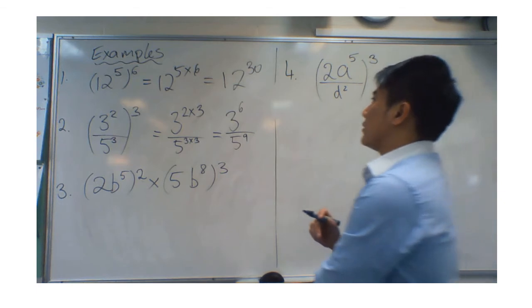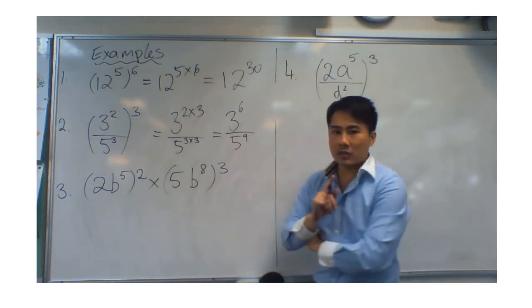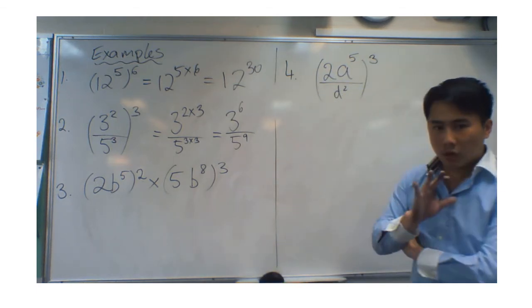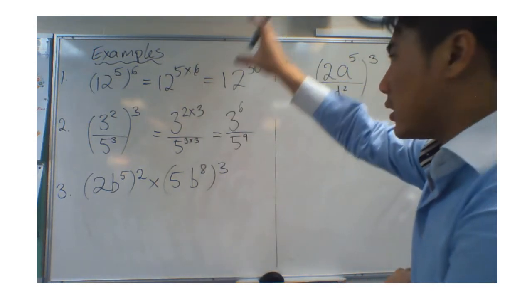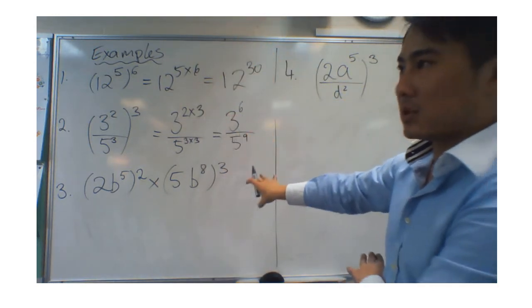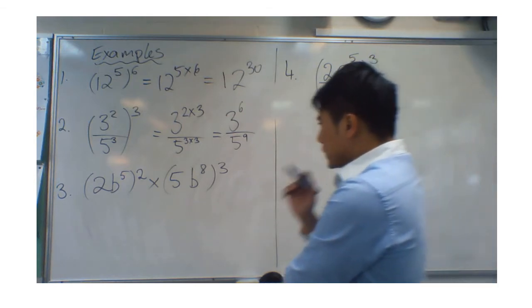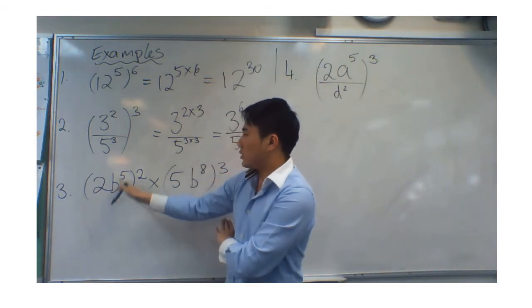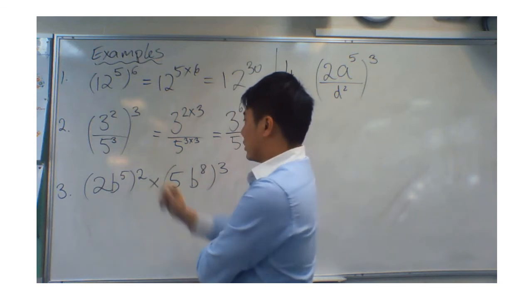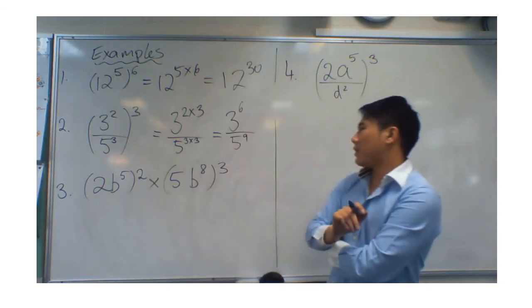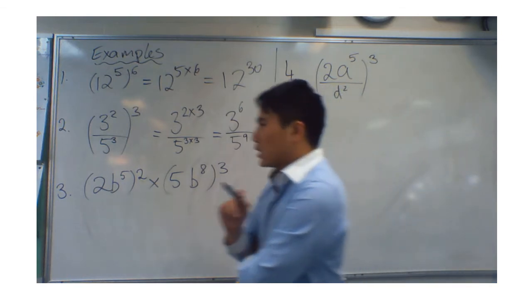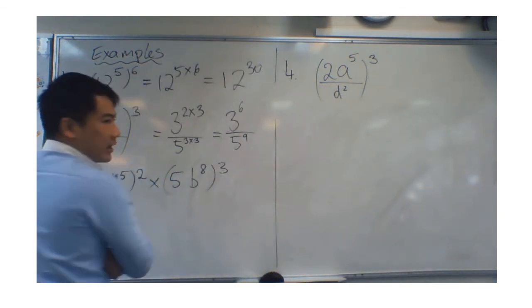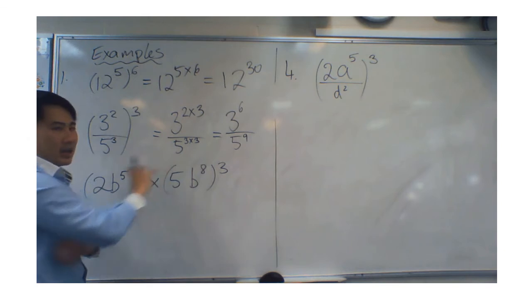Let's look at question 3. Again, I'm still asking you to work through these with me, so you're not just watching a video. I want these questions set out in your book, and I want you to step out the steps with me. This time I've got 2b to the power of 5 raised to the power of 2 times 5b to the power of 8 raised to the power of 3. This one is slightly more challenging. So let's just understand what this whole thing is saying.